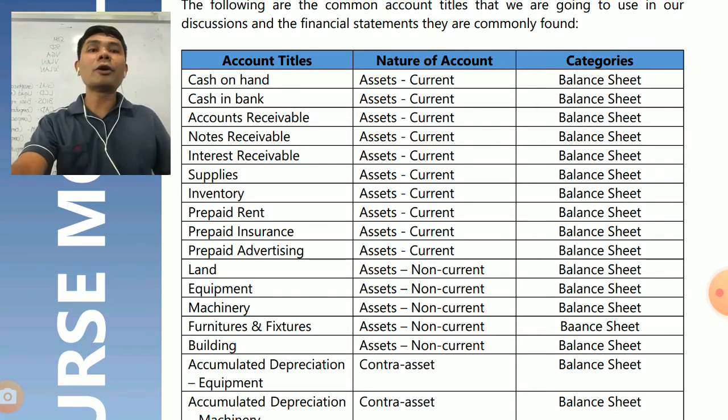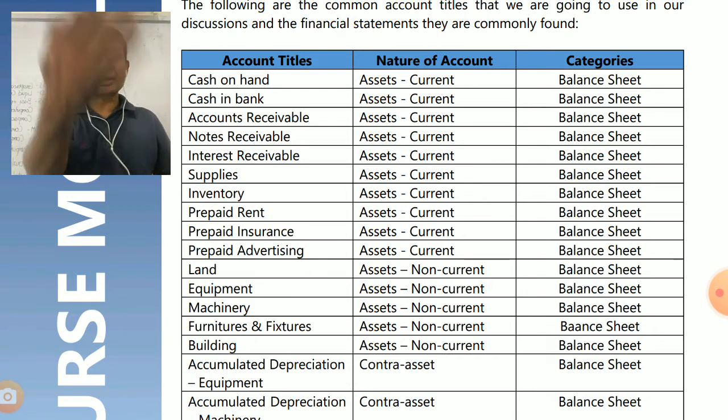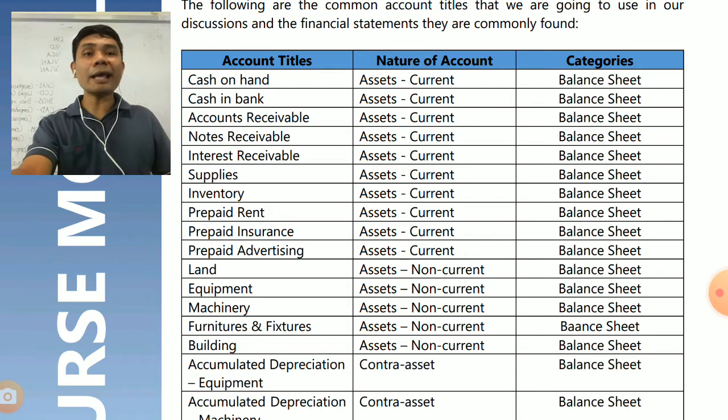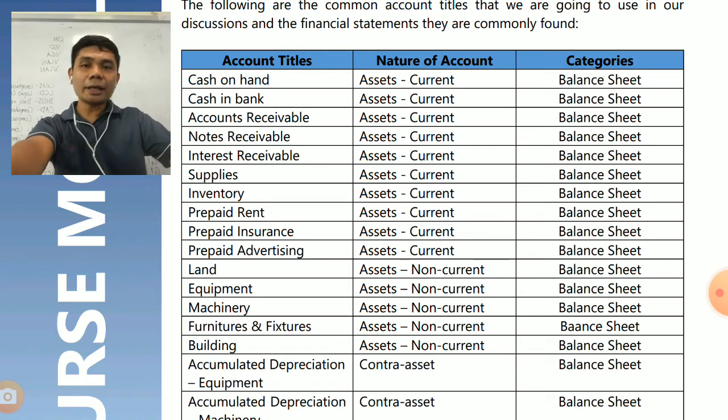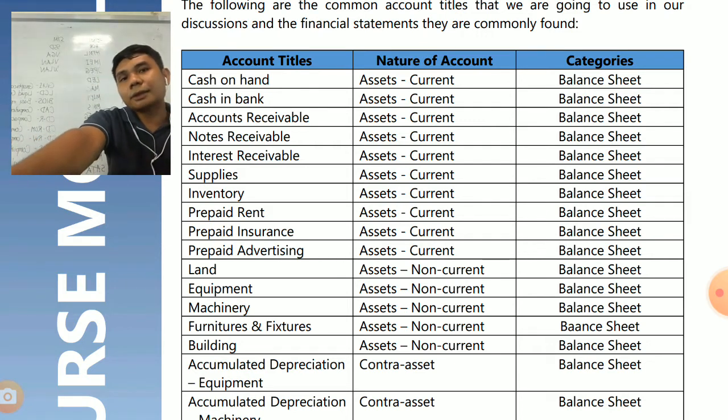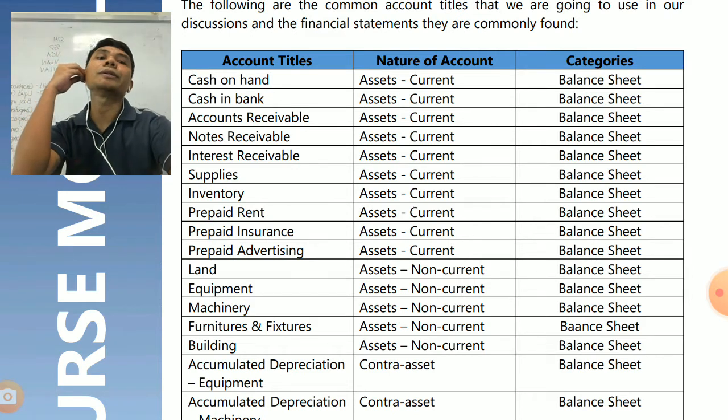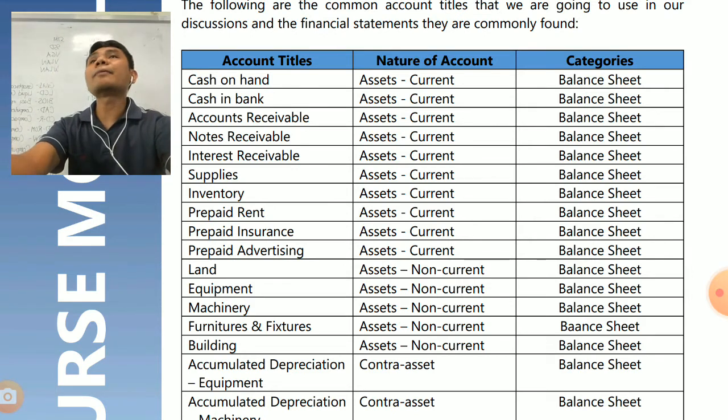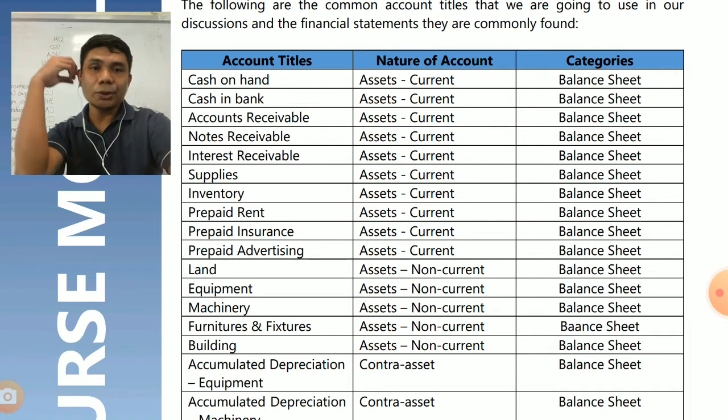Pero sa panahon nga dili pa siya ma-consume, especially kung ibayaran siya una-una nimo, that's prepaid rent, and that is an asset, current asset. Sunod, prepaid insurance. Kana insurance ninyo nga gibayaran niyo una-una, pareha sa inyong student insurance. That's prepaid insurance. At the end of the time nga ma-expire ang prepaid insurance, that's the time nga mag-recognize ka og expense or insurance expense.